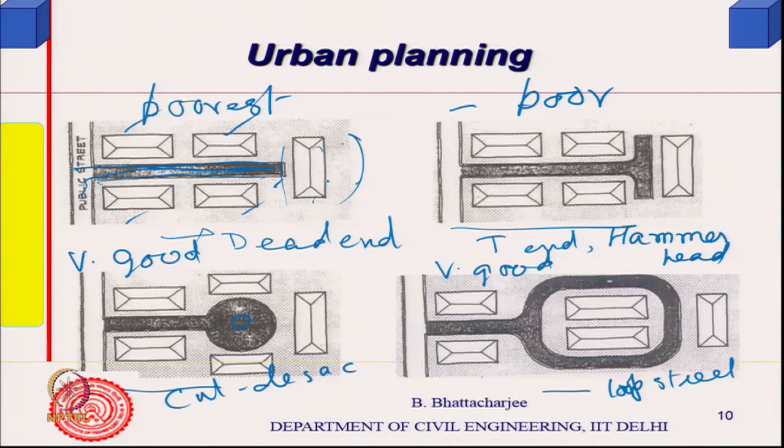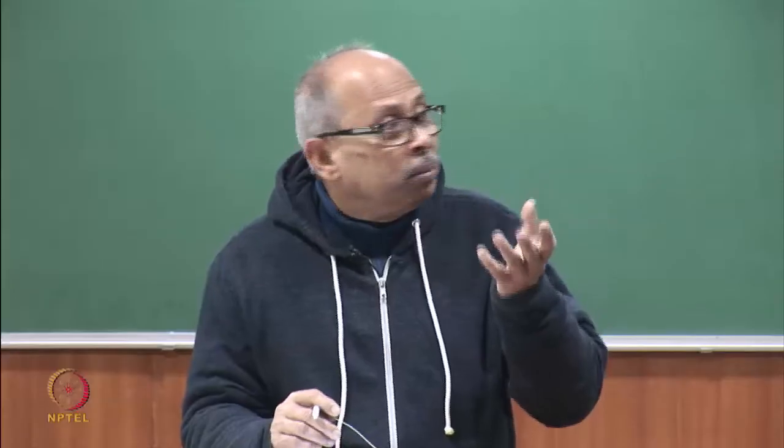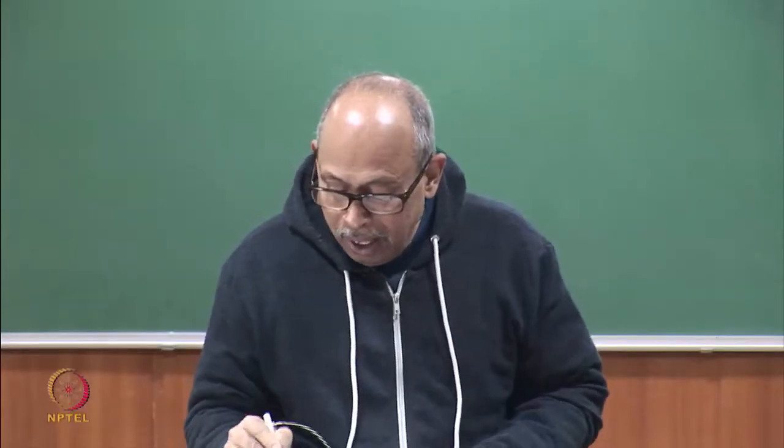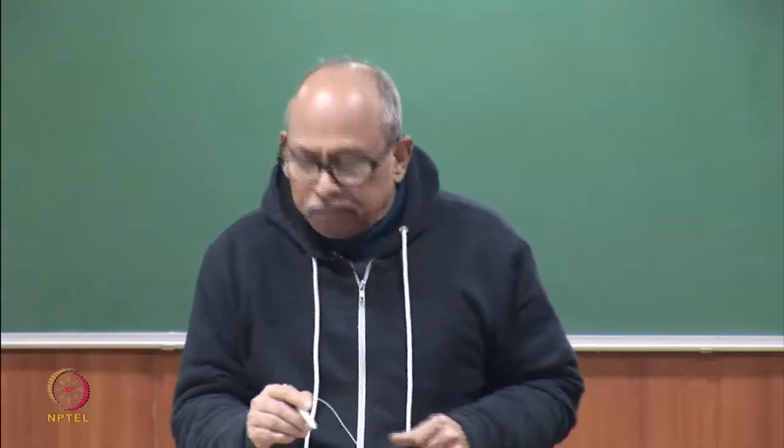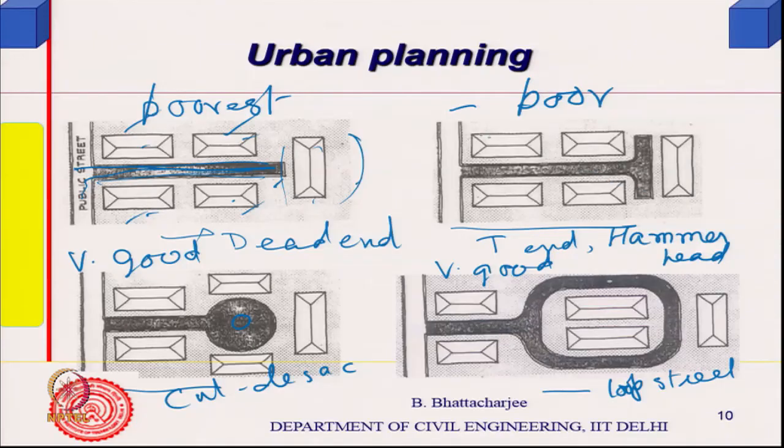So, this is not a good one in case of a fire, but fortunately the houses that abut onto these roads in the IIT campus are all 2-storied. If the story height is more, then you have more problems related to this. Hammerhead is perhaps somewhat better, but the firefighting vehicle will have to reverse from here. A T, it will go like this, reverse. This is not very good again. So, you do not want reversal.